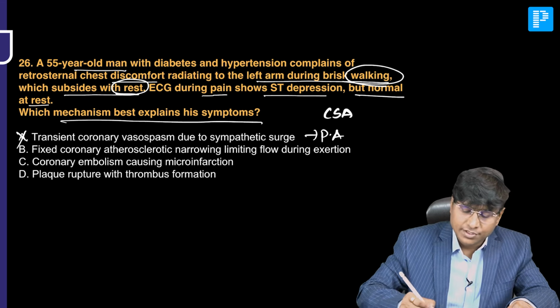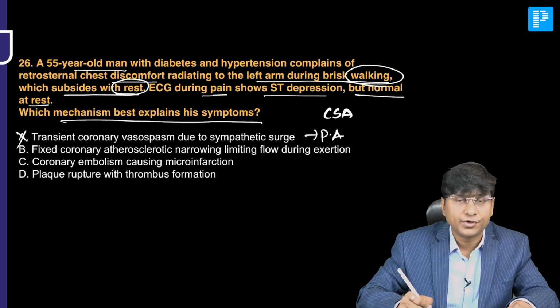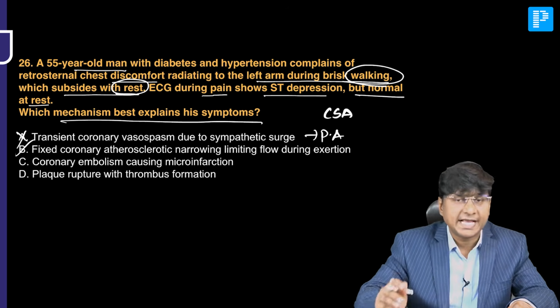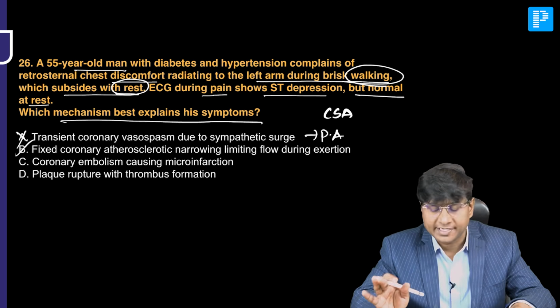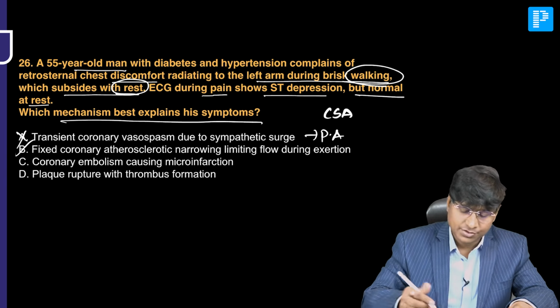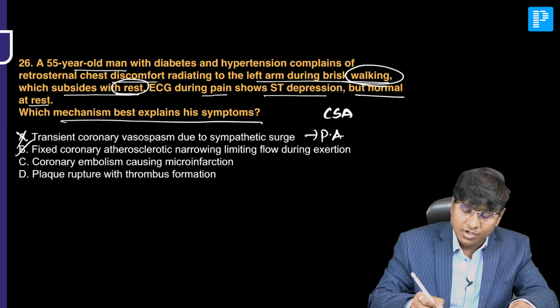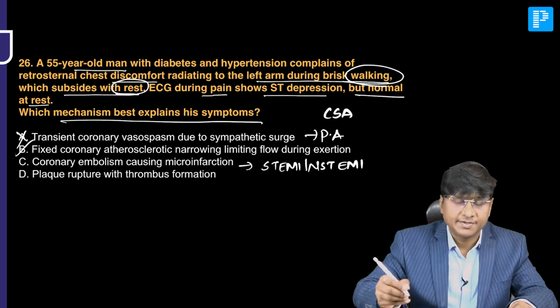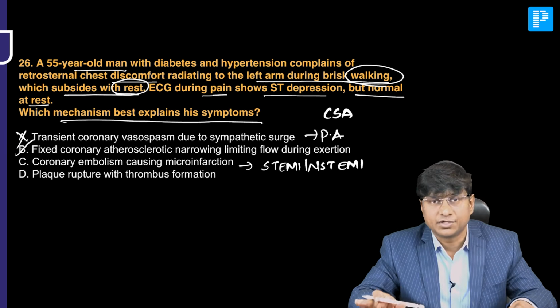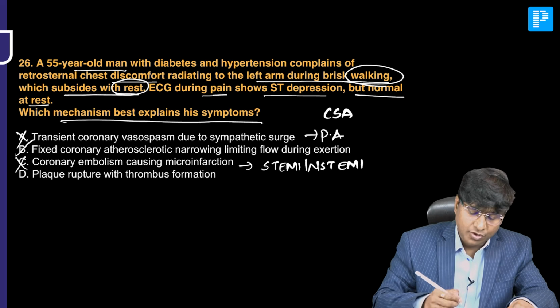Fixed coronary atherosclerotic narrowing, limiting the flow during exertion. So this is what happens in case of chronic stable angina. There is fixed coronary atherosclerotic narrowing, and that is due to atherosclerosis. Coronary embolism causing microinfarction will result in STEMI or NSTEMI. And in case of STEMI and NSTEMI, the chest pain will be there even at rest also. So this will rule out option C.